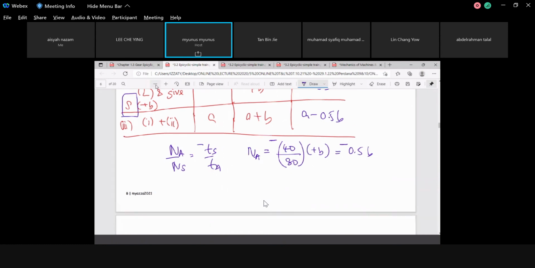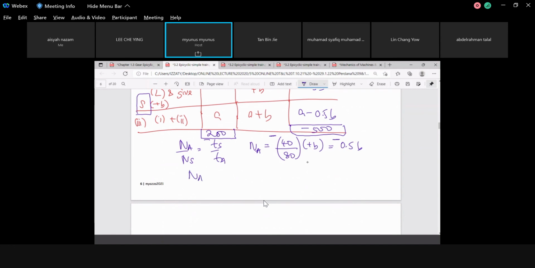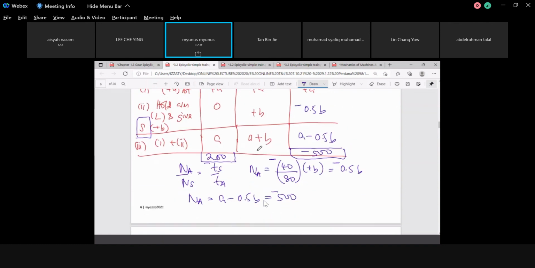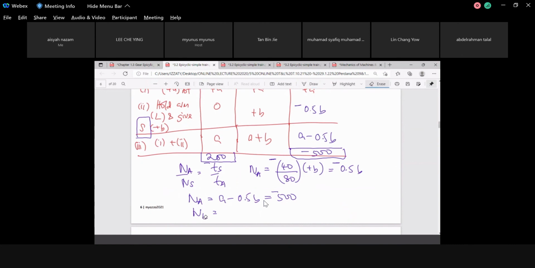Now, remember I did mention about you put one additional column, yeah, is 200. The next one is what they provide you? is the NE. Okay, another column you put it here. Negative 500. So you have NE is equal to A minus 0.5B is equal to negative 500. Another one is NL. Put it NO, easier. We have A is equal to 200.